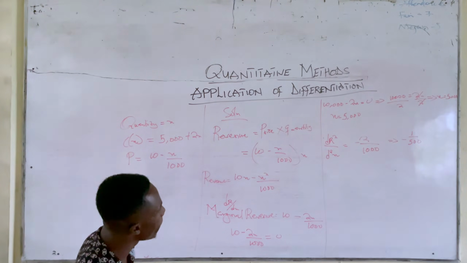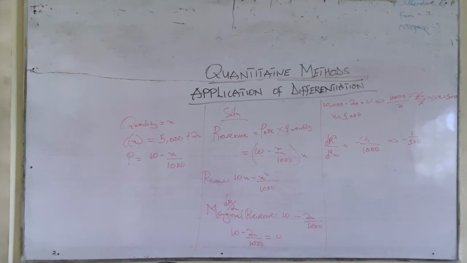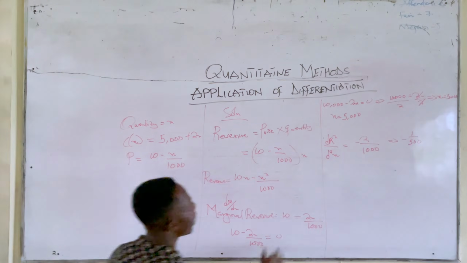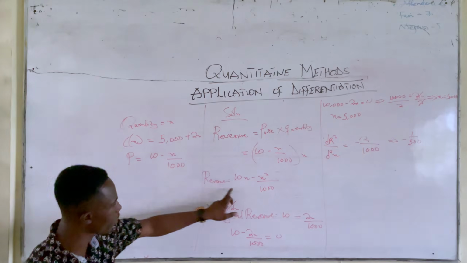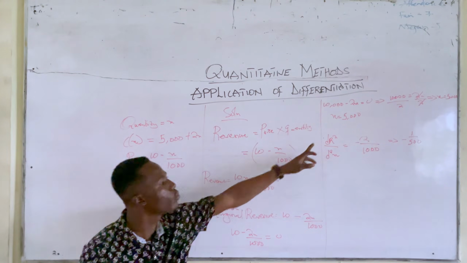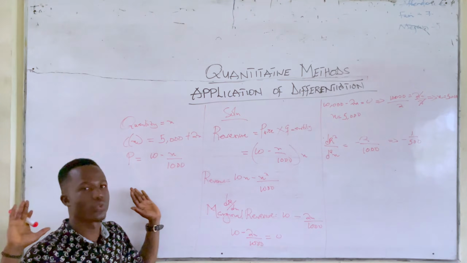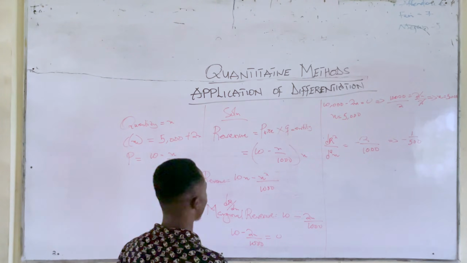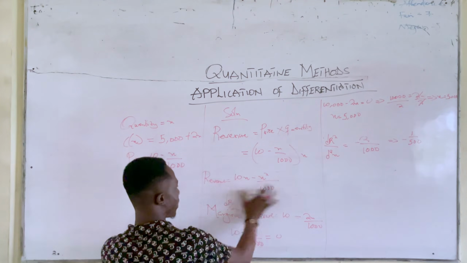Then the question said we should calculate for the maximum revenue. And so now, since we have the value for x, where is the revenue function? This is the revenue function, right? So when we put the value of x into this revenue function, we get our revenue, the value for the revenue, or the particular amount. So now we are going to substitute this 5,000 into this one.